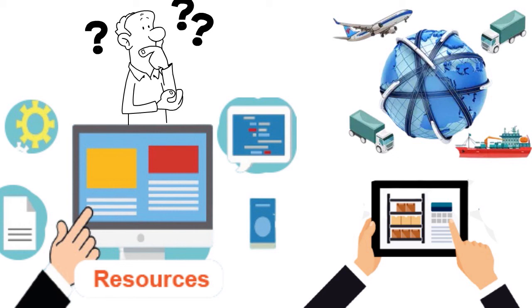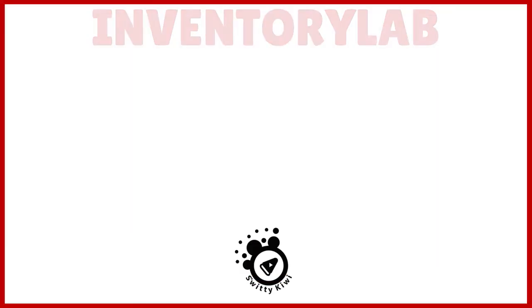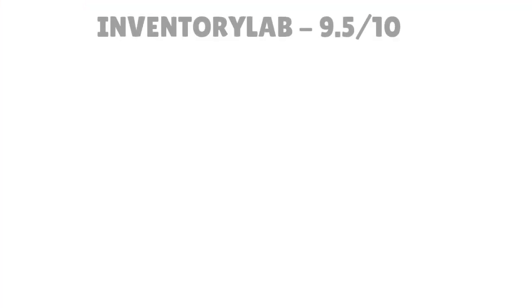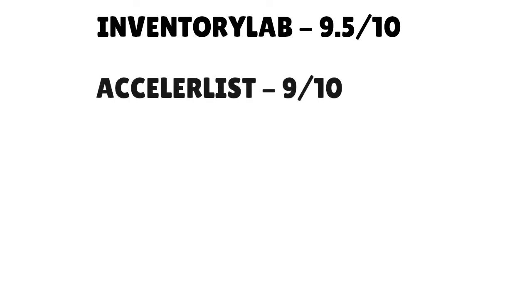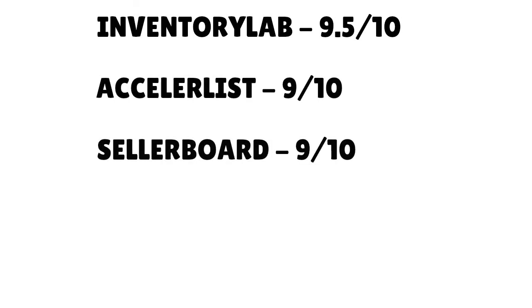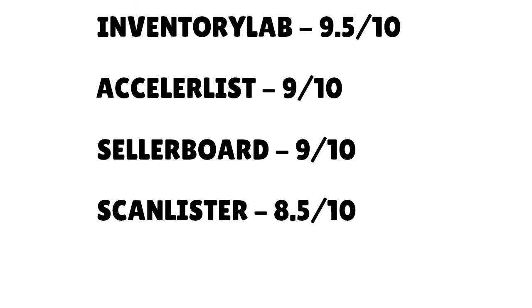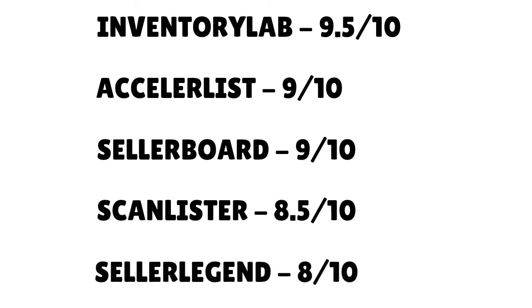Folks, after analyzing, comparing, and contrasting those 5 elements, our choice is InventoryLab. We have actually scored InventoryLab 9.5 over 10, AccelerList 9 over 10, SellerBoard 9 over 10, ScanLister 8.5 over 10, and SellerLegend 8 over 10.